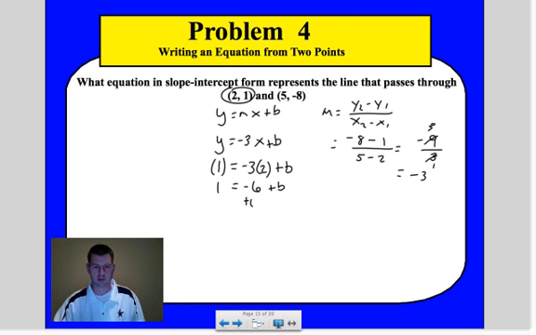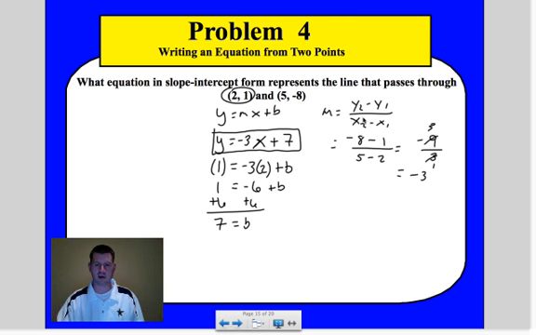We're going to add 6 to both sides. As we add 6 to both sides, we get 7 equals b. So now we can come back up here and say, alright, this was y equals negative 3x plus 7, and there's our equation. So again, recap: we found our slope through 5.1, and then we just plugged the slope in and plugged in one of these points up here. Pick the easiest one. We plug those in and solve for b, and then there's our slope-intercept form.